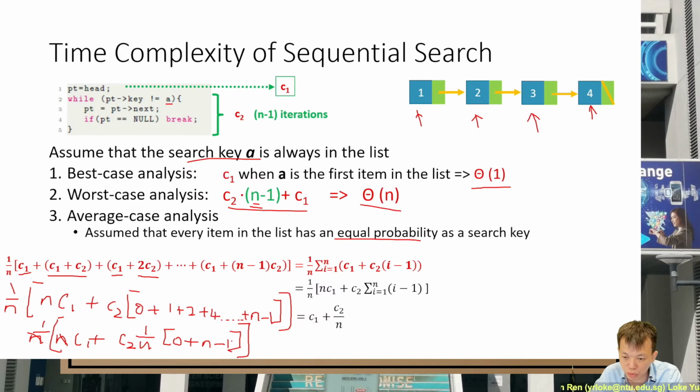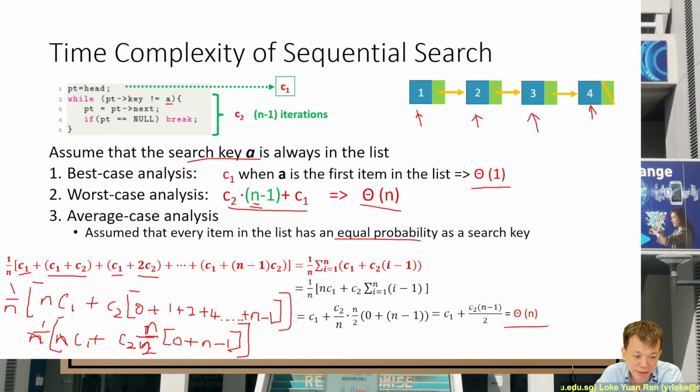So it's C2 over n times... sorry, this one I wrote wrongly. This one should be n over 2. I have n terms, n over 2, the first term is 0 and the last term is n minus 1. The formula is n over 2 times 0 plus n minus 1. So you simplify all this expression.